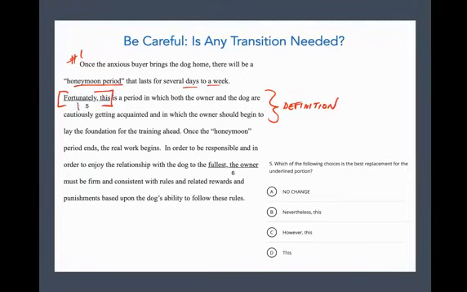Do I want fortunately? Nope. Do I want nevertheless? Contrast? Nope. Do I want however? Another contrast? No. I want choice D because I don't want any transition. I just want to start the next sentence. It's defining what the honeymoon period is. This is a period. So I don't need any transition here, and none of the transitions work. So just be careful on those, because once in a while they do this on the transition questions where you're working really hard to find the transition only to discover one's not needed.